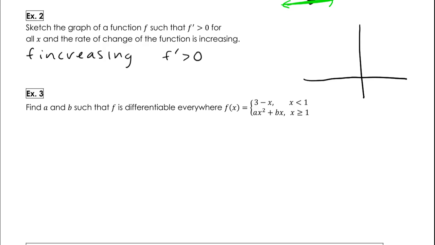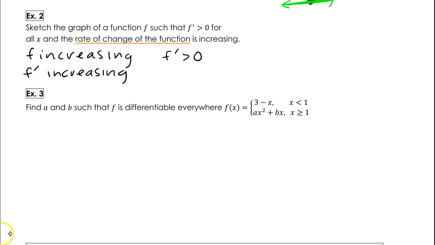What does it mean, the rate of change of the function? So what is that saying, the rate of change of the function? Isn't that just the derivative? So instead of saying the rate of change of the function, we can say f prime is increasing. Okay, so we're trying to decode what this says so we know how to make this graph. What does it mean if f prime is increasing? Okay, so what's another word for f prime? We could think of that as the slope of the tangent. So if the slopes of the tangents, if those values are increasing, what does that mean? That's going to mean the tangent lines get steeper.